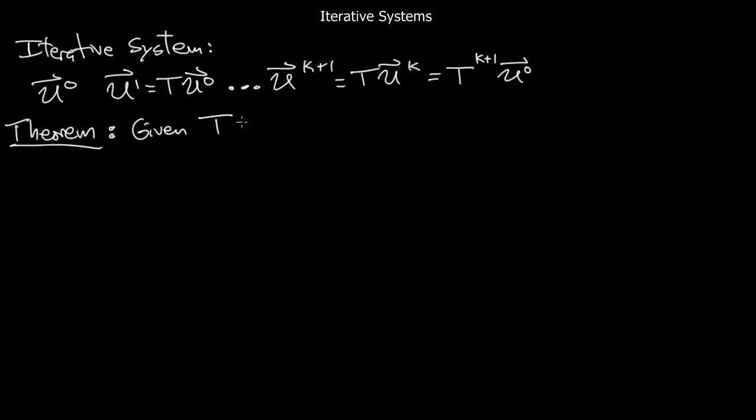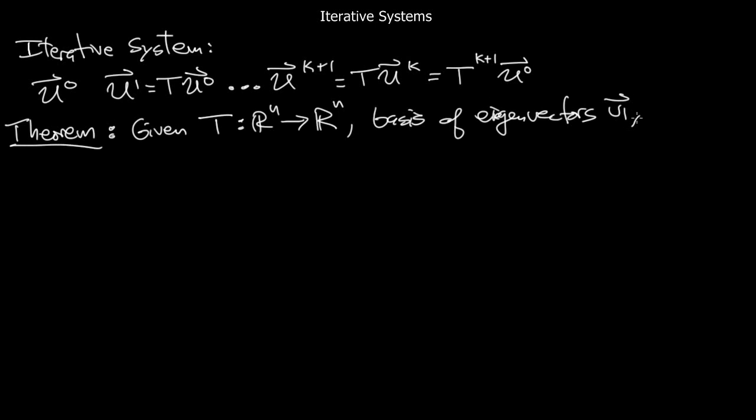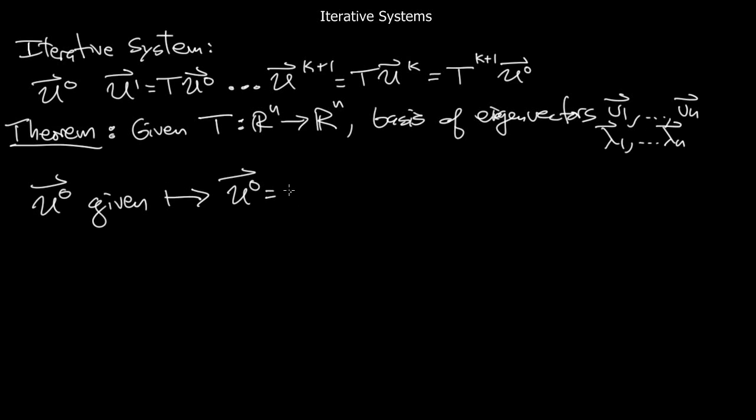Suppose I'm given this linear transformation T from Rn to Rn, and I'm going to assume that it has a basis of eigenvectors, v1 through vn, with corresponding eigenvalues lambda 1 through lambda n. Well, then take this vector u0 and write it in the basis of eigenvectors. It's some c1 v1 up to cn vn. You can do that because this is a basis.